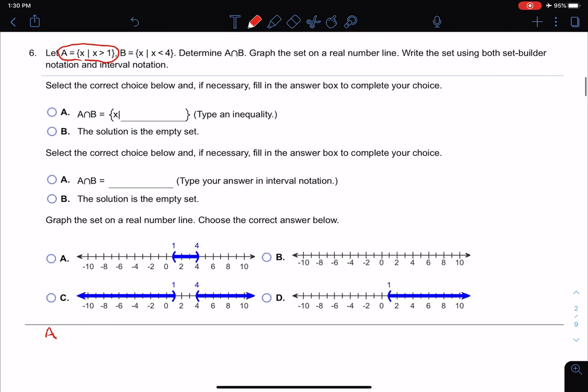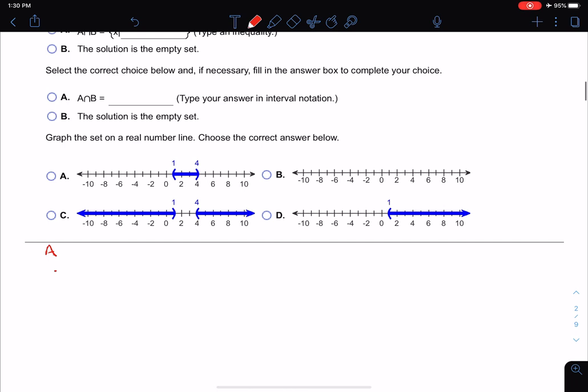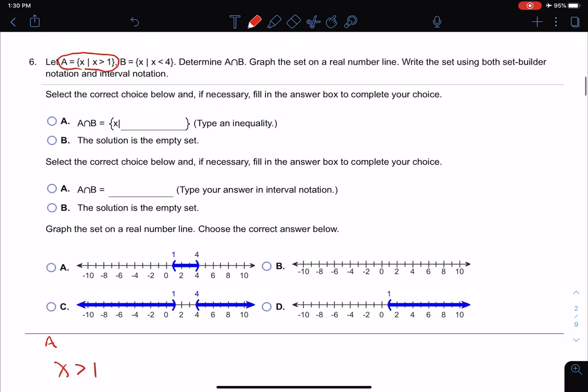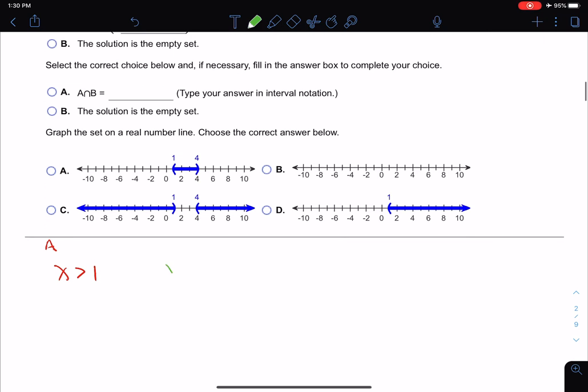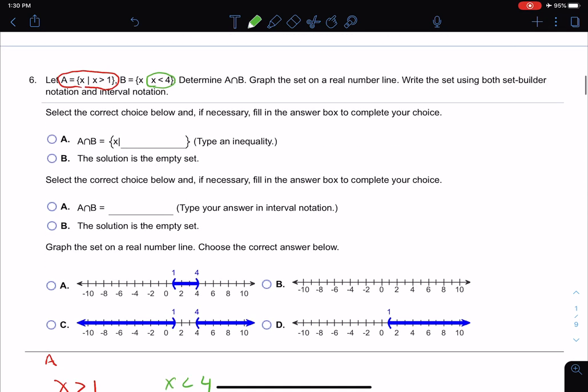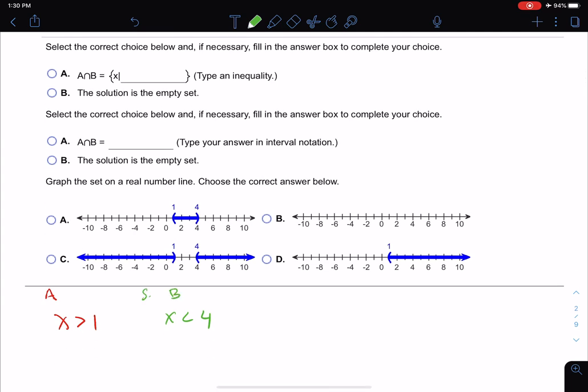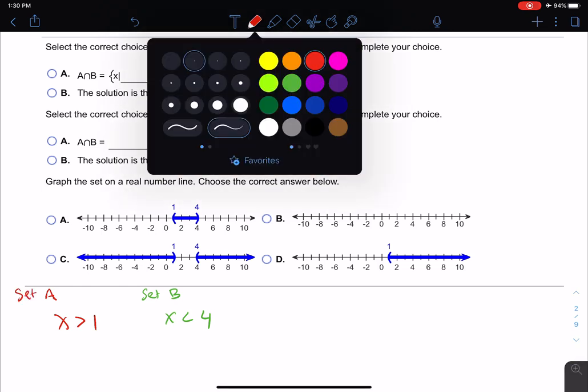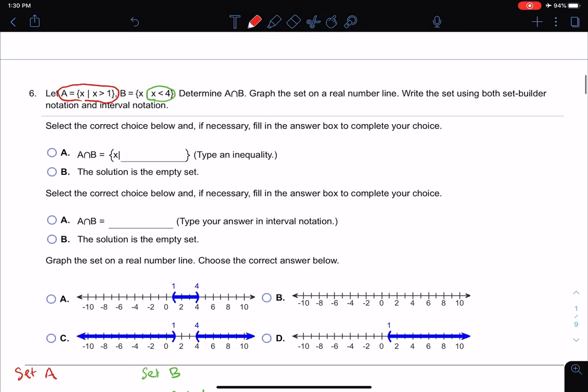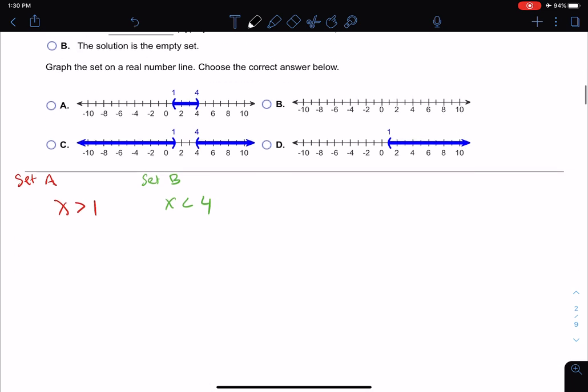So set A essentially says x is greater than 1. And set B we'll do in green. Set B says x is less than 4. So those are our two sort of directives. X is greater than 1, x is less than 4, and this is our set B. Okay, so what they're looking for here, if I take a look at the directions, it says determine A intersect B. So we're looking for the intersection where they overlap.